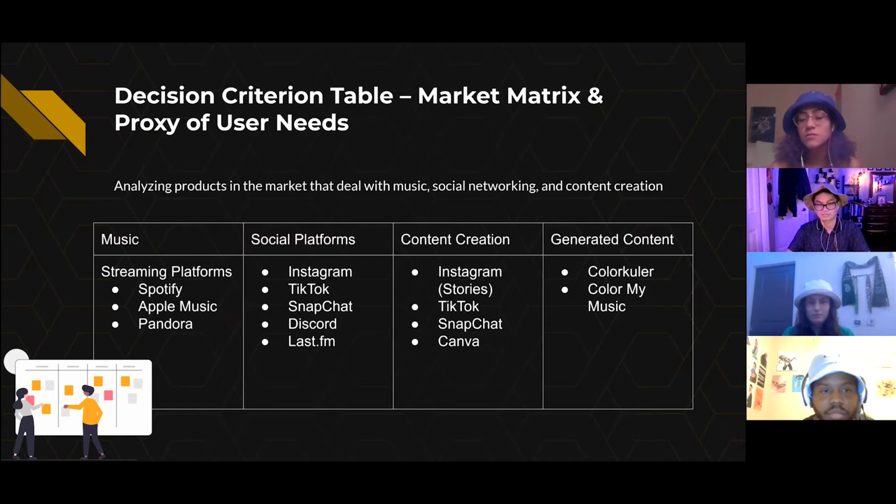the graphic design website. And then for generated content, we used two apps. One is called Color that gets your Instagram feed and creates a pattern of your most used colors in your feed, and Color My Music, which lets you choose colors and it'll recommend you music based on that color.